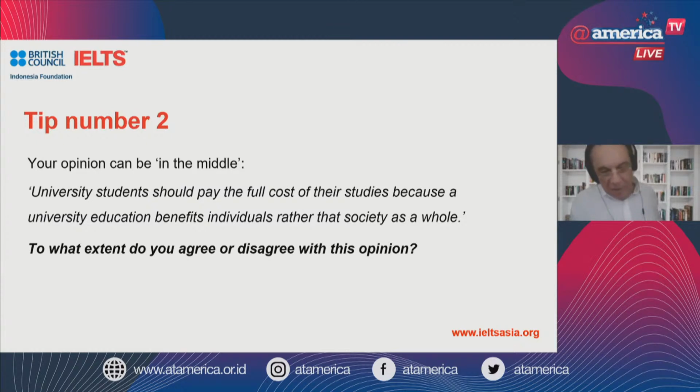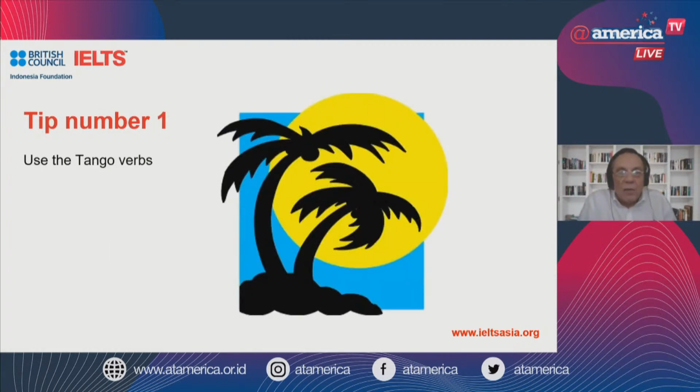All right, I'm coming out. No doubt you're wondering what is the final tip. The final tip is use the Tango verbs. Some, if not all of you, must be thinking, what the heck is that all about? These Tango verbs are a bunch of 10 or 12 verbs that are absolutely great for using in the middle of your task 2, for describing one side or the other side.